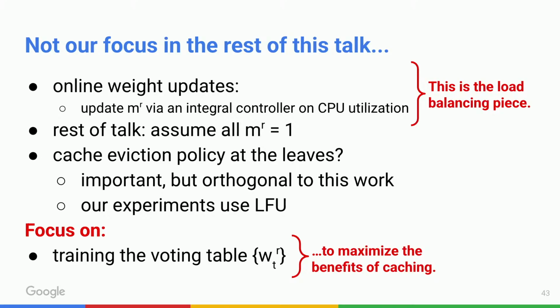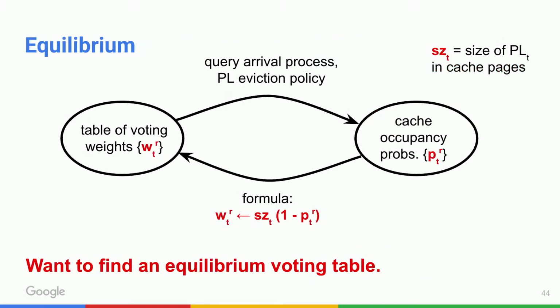You might ask about the cache eviction policy at the leaves. What I'm going to talk about is orthogonal to that. Use whatever policy you want as long as it's a good one. The experiments we ran used LFU. We also ran it using LRU and got basically the same results. What we have in prod is a little bit different, but still similar results. So we're just going to focus on training this voting table. That's really the crux of everything: how do we maximize the benefits of caching?